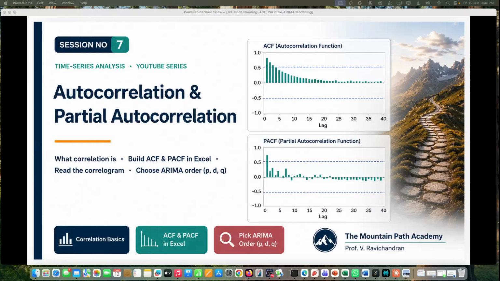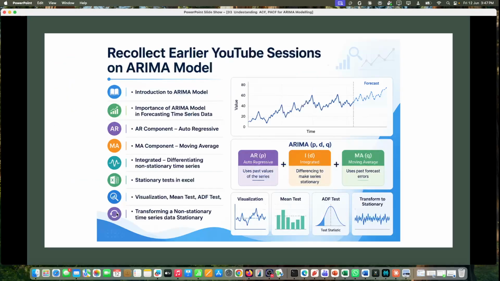Today we'll discuss the concept of autocorrelation and partial autocorrelation related to the ARIMA model. Just to recollect what we discussed in the earlier session: an introduction to the ARIMA model, what an ARIMA model is, the importance of the ARIMA model in time series forecasting, and the components of the ARIMA model.